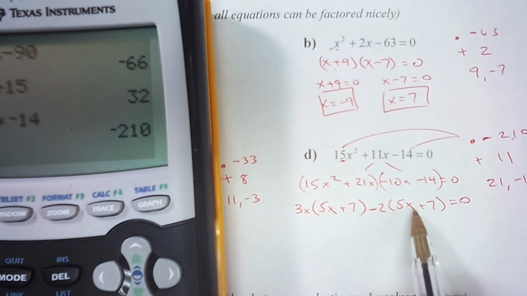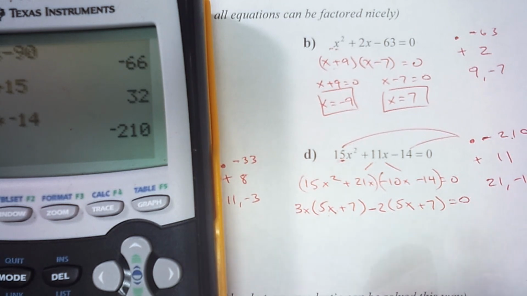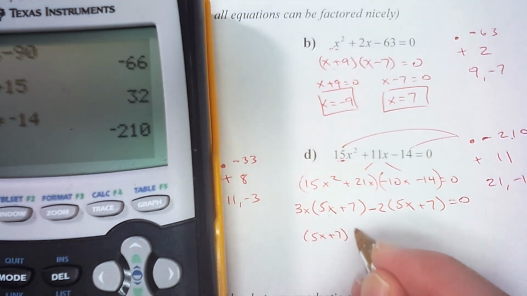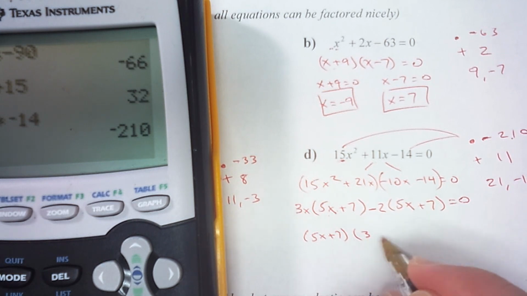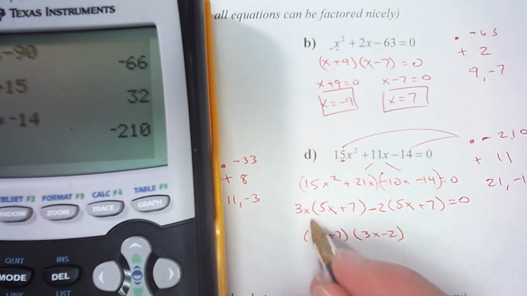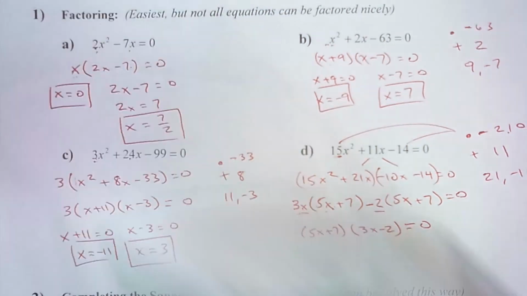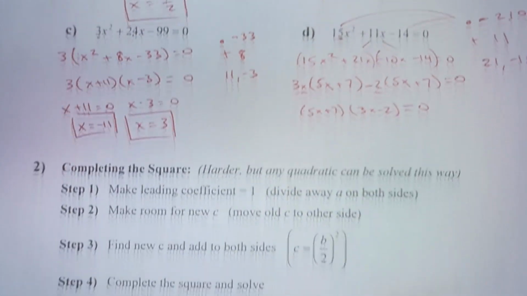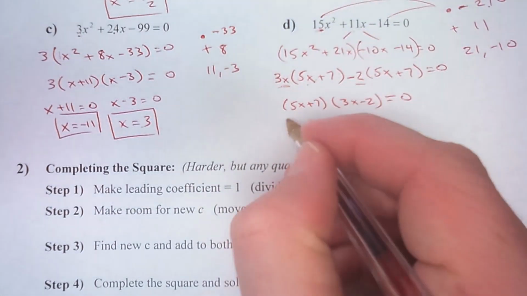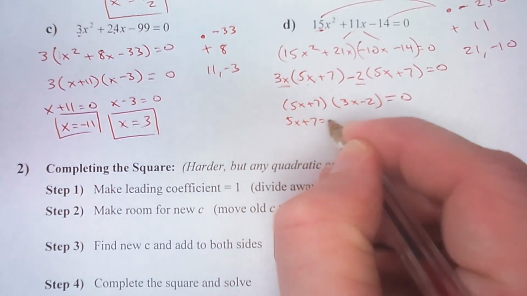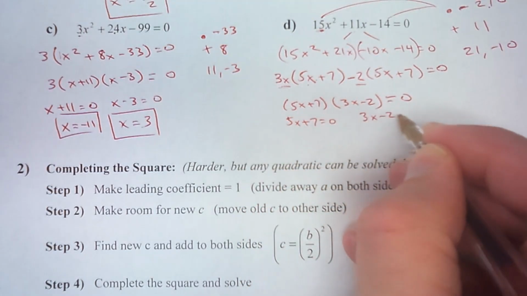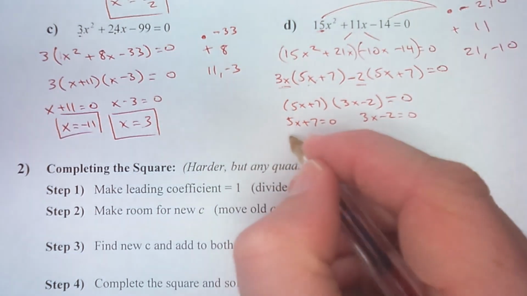Now, both of these terms have a 5x plus 7. So I can pull that out of both terms. And I'm left with 5x plus 7 times 3x minus 2 equals 0. So it is fully factored at this point, and now I can set each factor equal to 0. So 5x plus 7 equals 0, and 3x minus 2 equals 0.